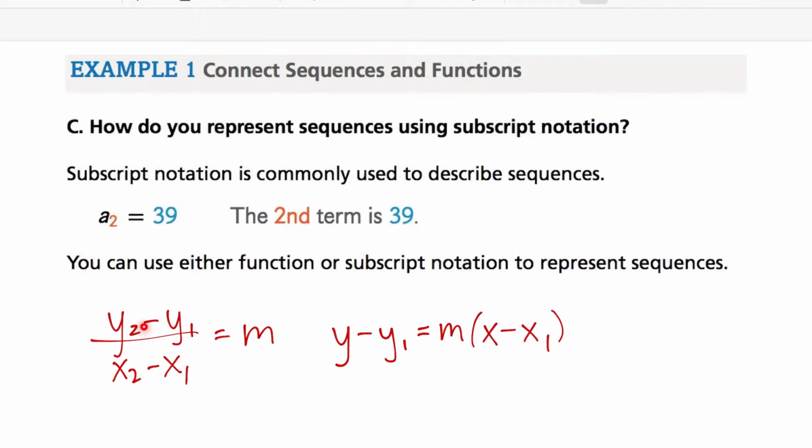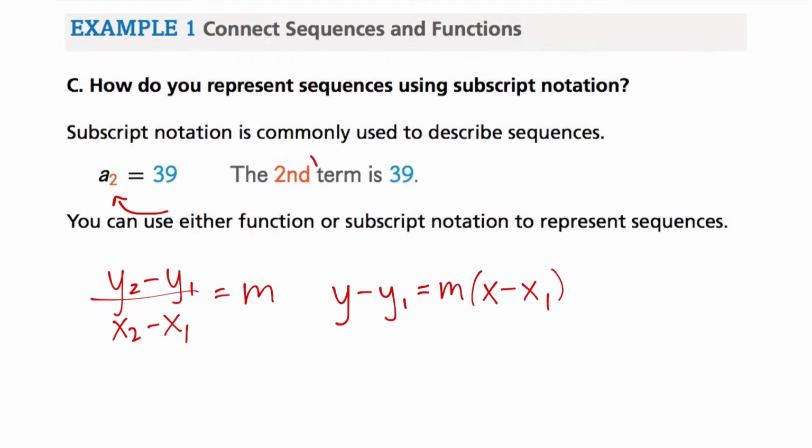How do you represent sequences using subscript notation? Subscript notation is commonly used to describe sequences. We have used subscripts before in the slope formula and in the point slope formula. As a reminder, whatever the subscript is, it's just used to represent different values. It doesn't mean that we're multiplying anything by 2 or squaring things. It's not an exponent. It's just another form of notation. The number used as the subscript represents the term number, so in this case, the 2 represents the second term.